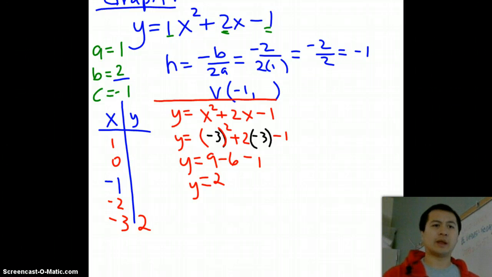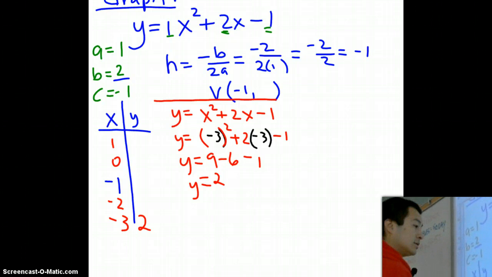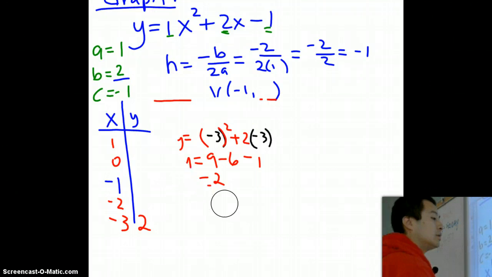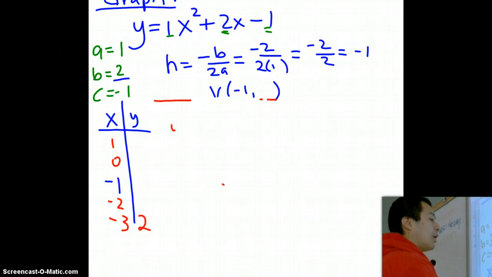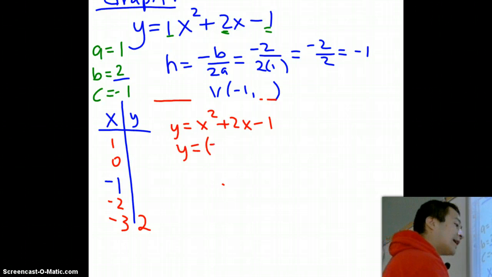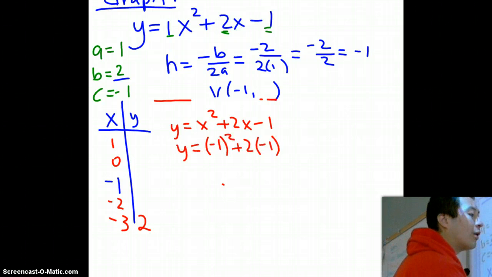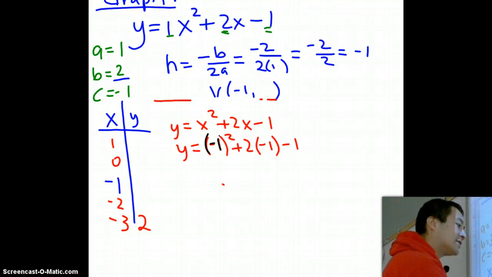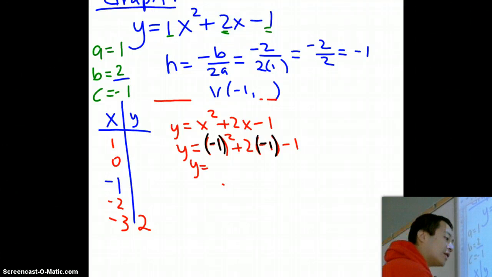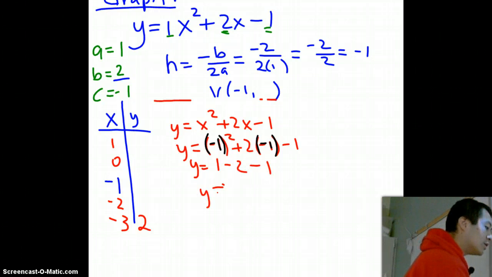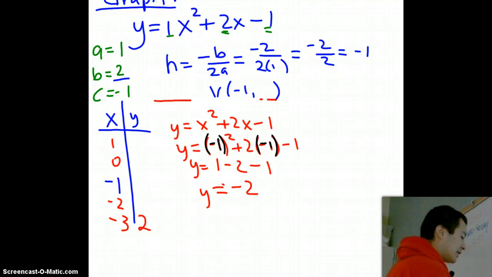How do you feel about that one? I'll plug in one more for you. I'll plug in negative 1. Let's take a look at negative 1 real fast. Y equals x squared plus 2x minus 1. Y equals negative 1 squared plus 2 times negative 1 minus 1. And where am I getting this negative 1 from? This is the number I'm plugging in. Remember, squared first. Negative 1 times negative 1 is positive 1. 2 times negative 1 is negative 2, minus 1. Y equals negative 2.